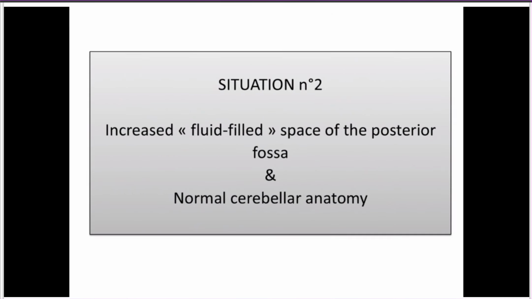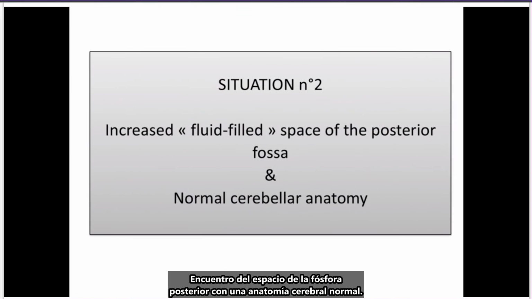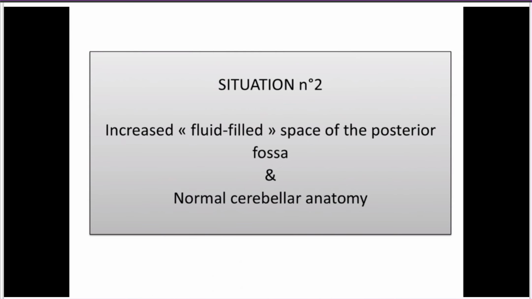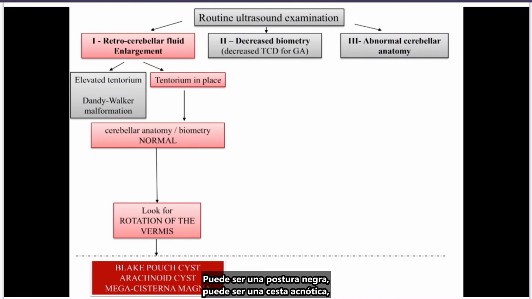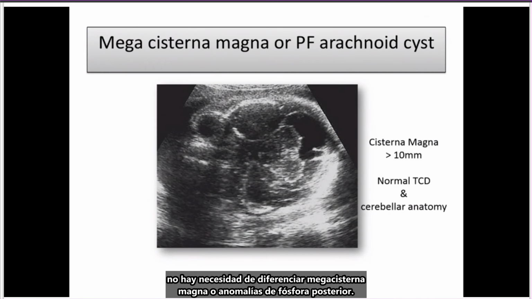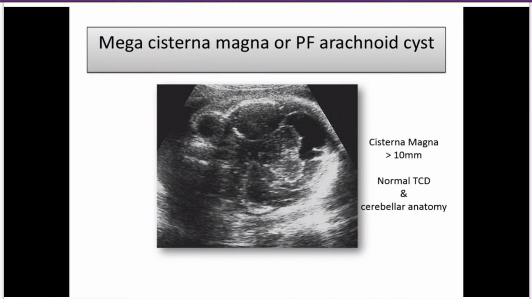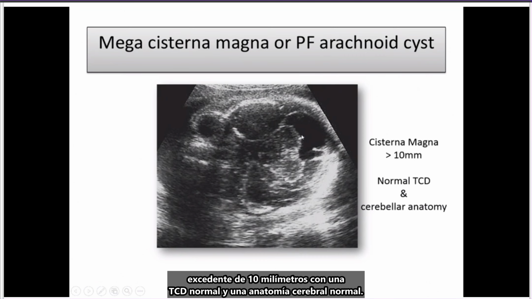Situation 2, increased fluid-filled space of the posterior fossa with a normal cerebral anatomy. It can be a Blake's pouch cyst, it can be an arachnoid cyst, a megacisterna magna. In all cases, there is no need to differentiate megacisterna magna from other posterior fossa anomalies. We can have a very, I would say, asymmetric megacisterna magna, but in all cases, you have a fluid-filled space exceeding 10 millimeters with a normal TCD and a normal cerebral anatomy.